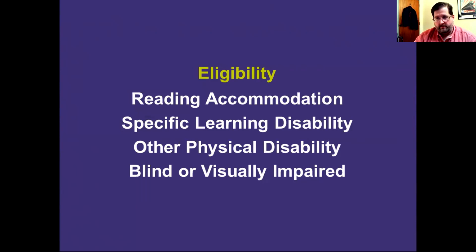We don't draw our books from NIMAC. We get our books directly from publishers, we buy copies of the book, and we operate under the Chafee Amendment. We have 4 classifications that we track for why a student is getting access: reading accommodation, specific learning disability, physical disability, or blindness and visual impairment.